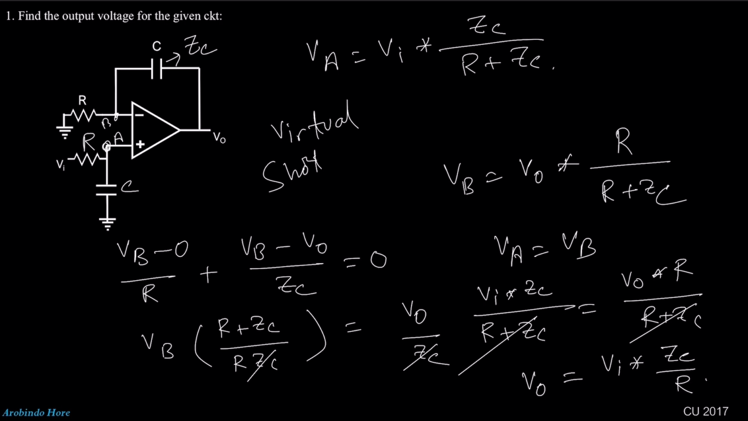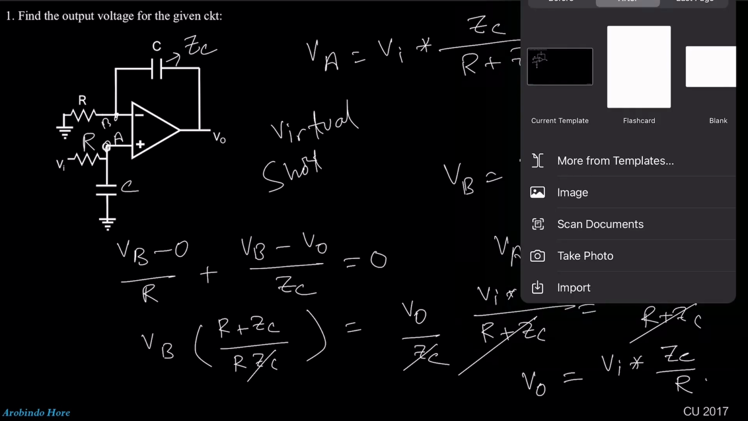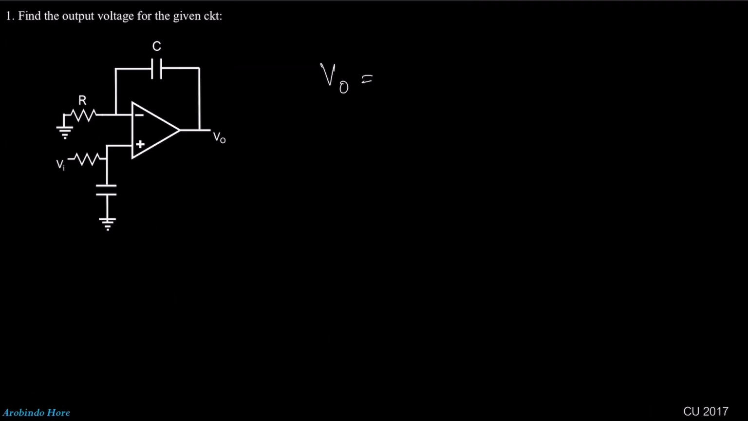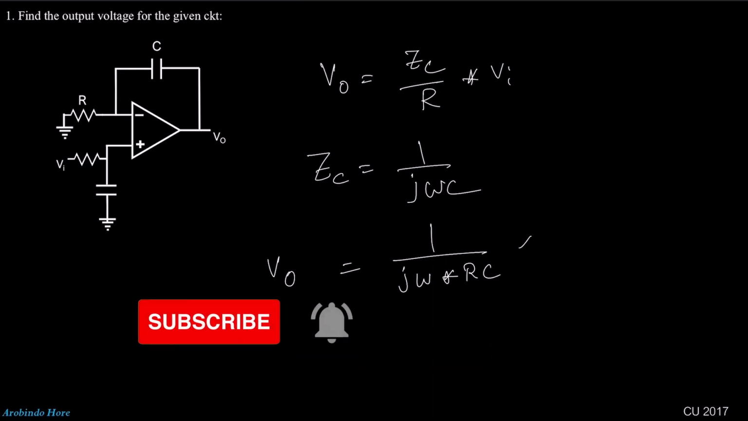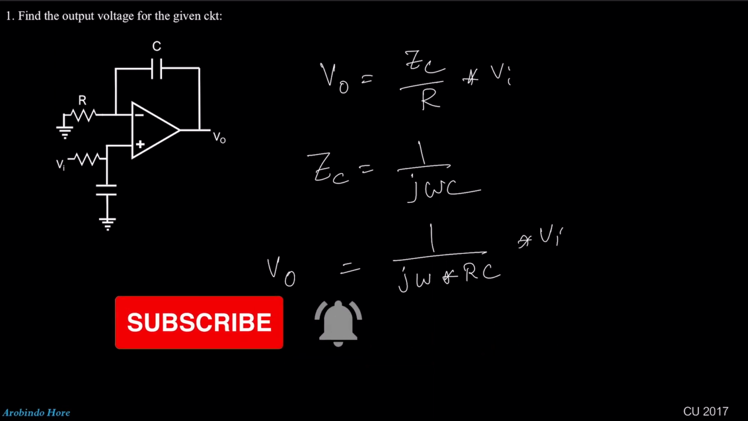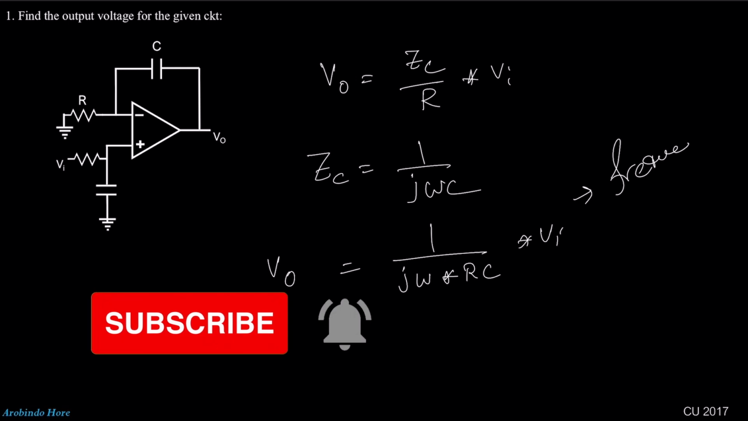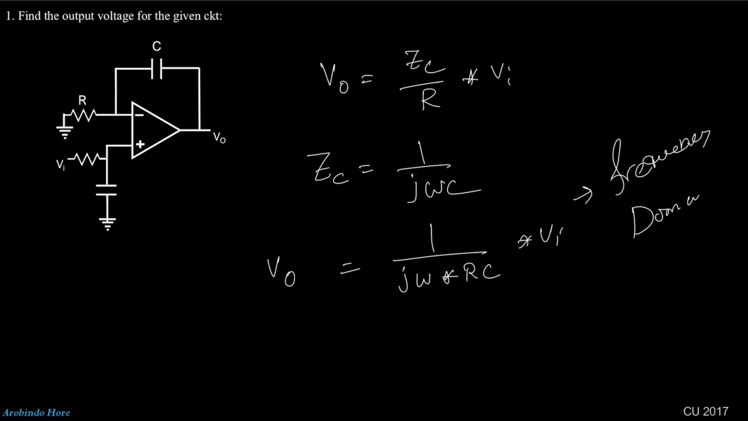Okay. So from here we can write down V0 equal to ZC by R multiplied by Vi. Now we need to put the value of ZC. The value of ZC we all know is equal to 1 by j omega C. So just put this one. We can write down V0 is equal to 1 by j omega multiplied by RC into Vi. So this one is in the frequency domain.